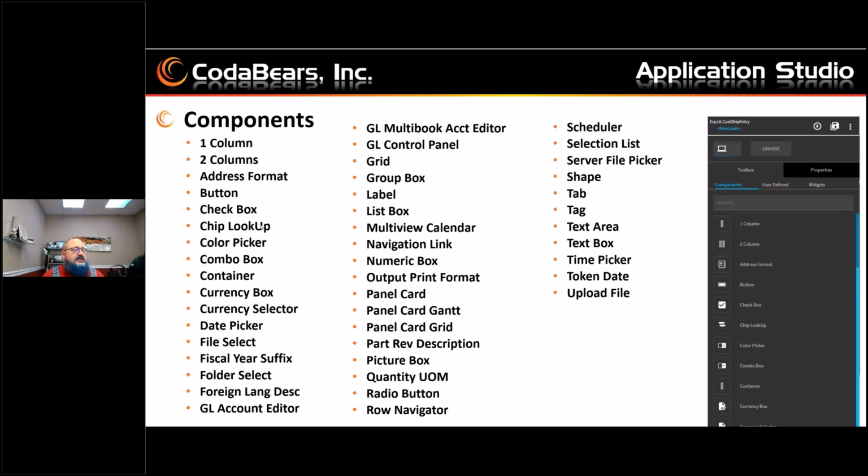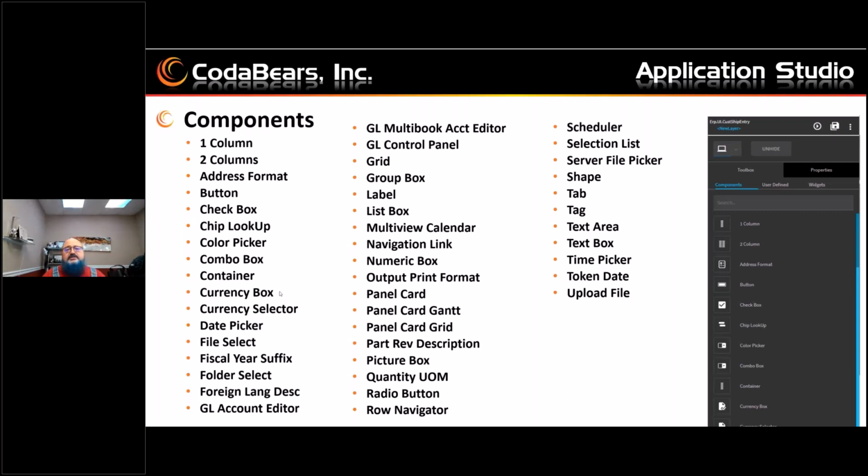Chip lookup, I'm just going to kind of hit through a few of these. The color picker, if we need to select a different color. The combo box is going to be based on a BAQ or a static list of items that you can type into the combo box. When the user hits that field, they have to select one of the options from within. The container would be kind of a group. What you used as a group box could be a container.